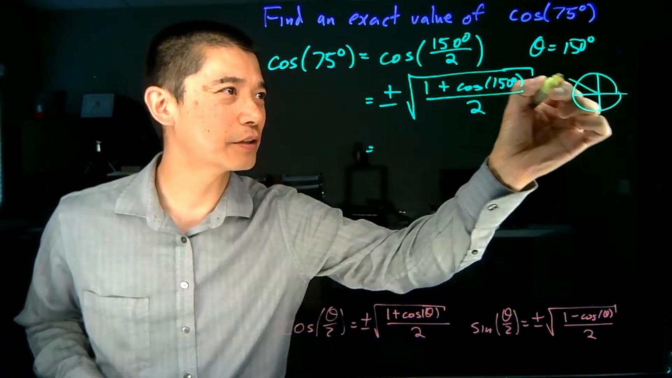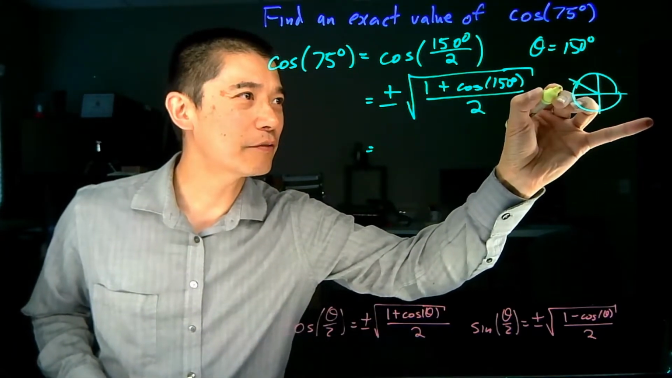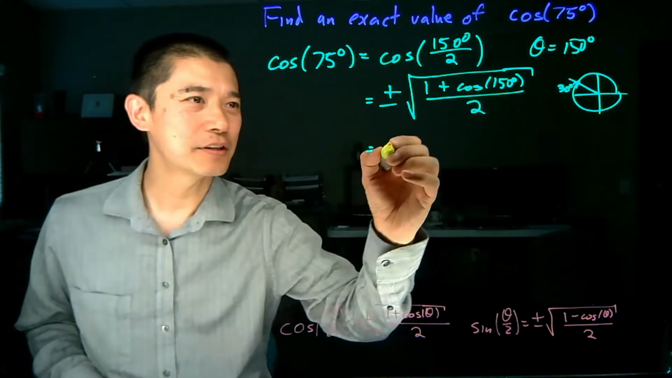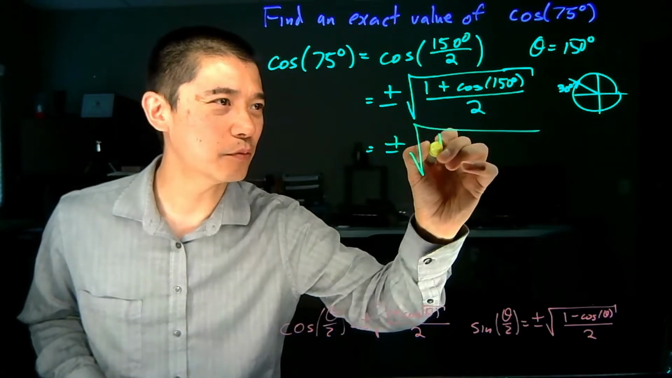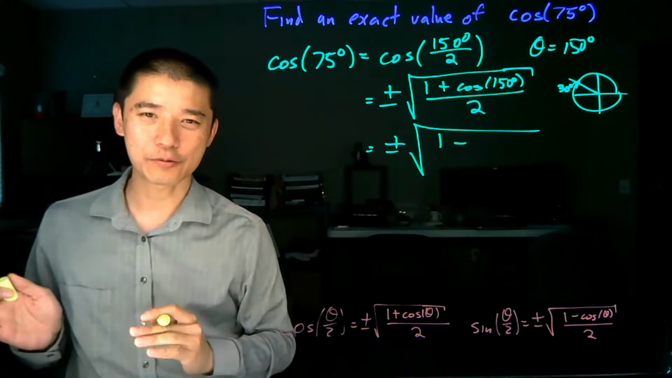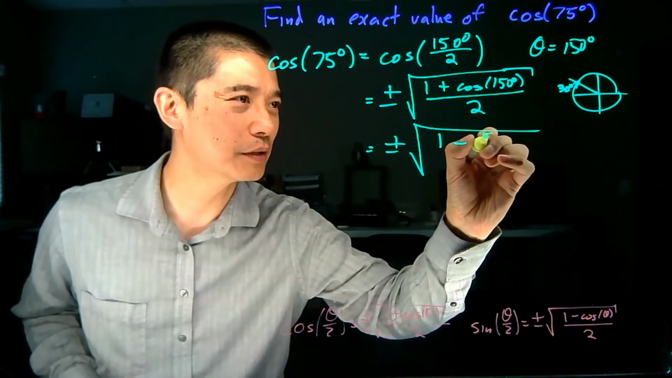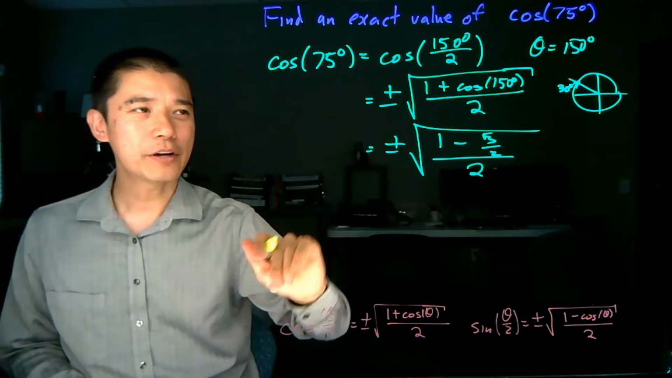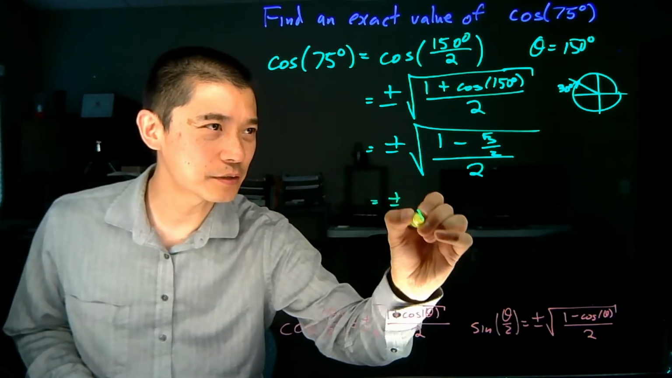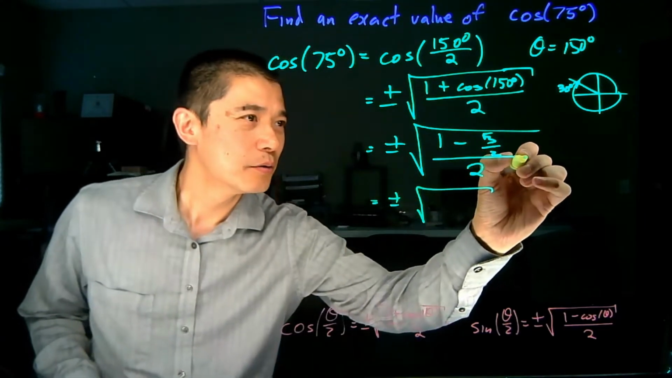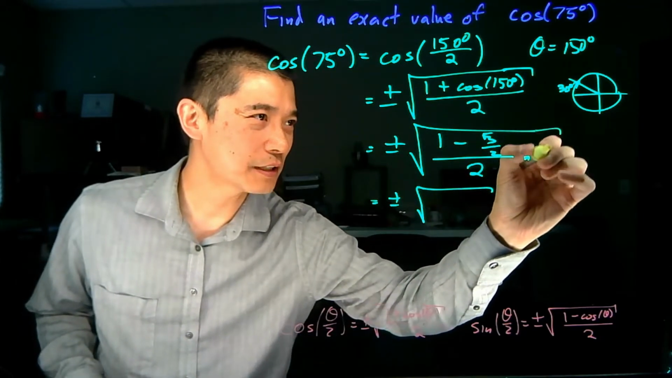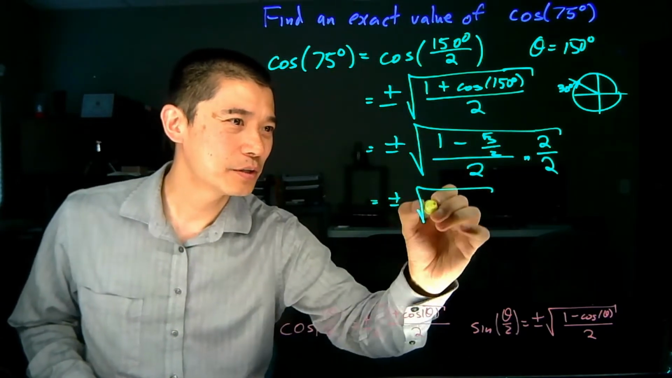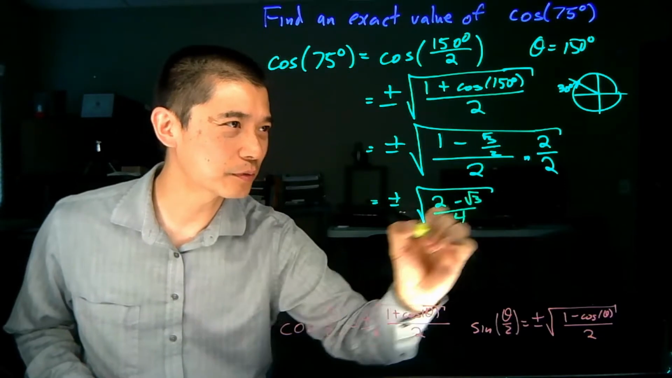Well, 150 degrees is going to be in the second quadrant, and the reference angle is going to be 30 degrees. Since it's cosine, in the second quadrant it's going to be negative. So this is going to be plus or minus the square root of 1 minus, now the reference angle is 30 degrees, cosine of 30 degrees is the square root of 3 over 2, all of that over 2. So we can go ahead and simplify this, plus or minus the square root of, let's see, we have a 2 in the denominator of the numerator, and so we can multiply top and bottom by 2. 2 minus square root of 3 over 4.